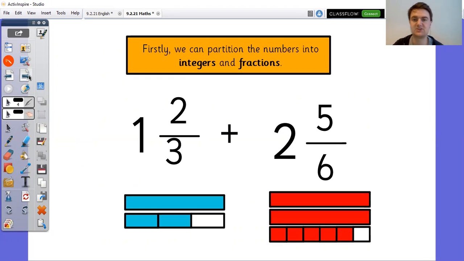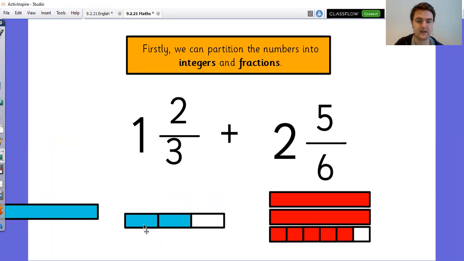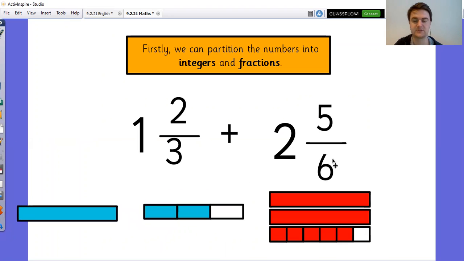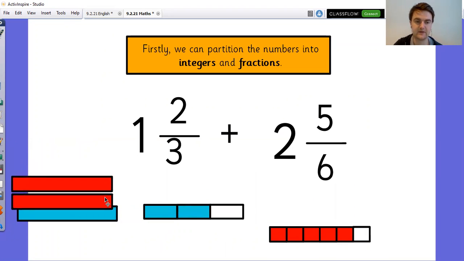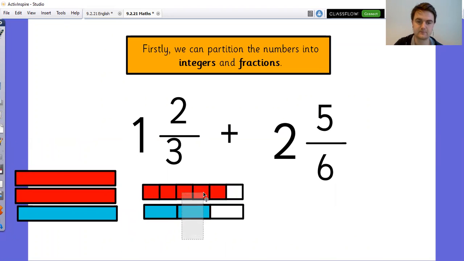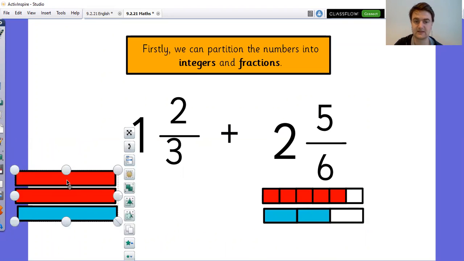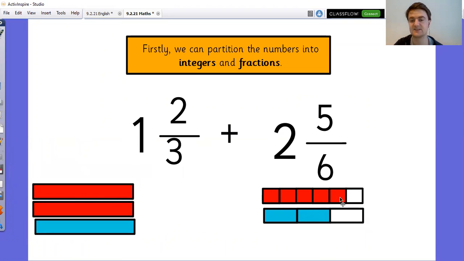First, we can partition the numbers into integers and fractions. Just like we would with tens and ones, here we can do it into whole numbers and fractions. So I can partition 1 2/3 into 1 and 2/3, and I can partition 2 5/6 into 2 and 5/6. Now that makes my job a bit easier because I can add my whole numbers quite easily. 1 add 2 is 3. So that's sorted. Then I'm left with 2/3 add 5/6.